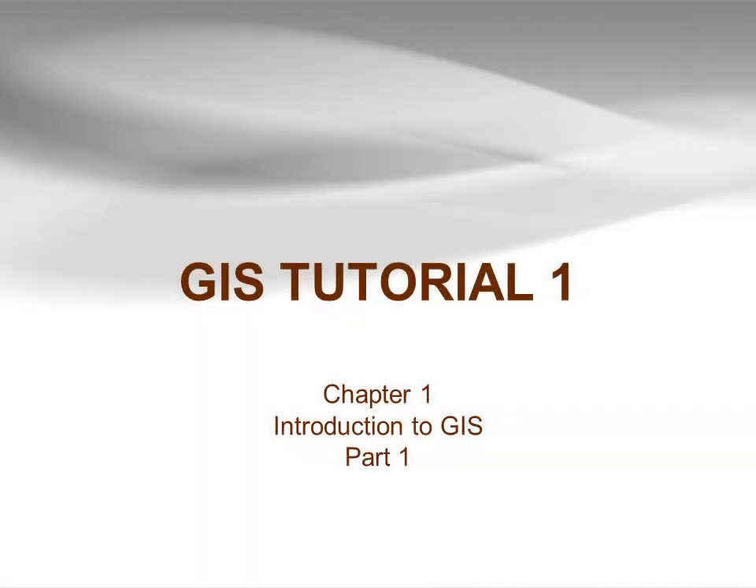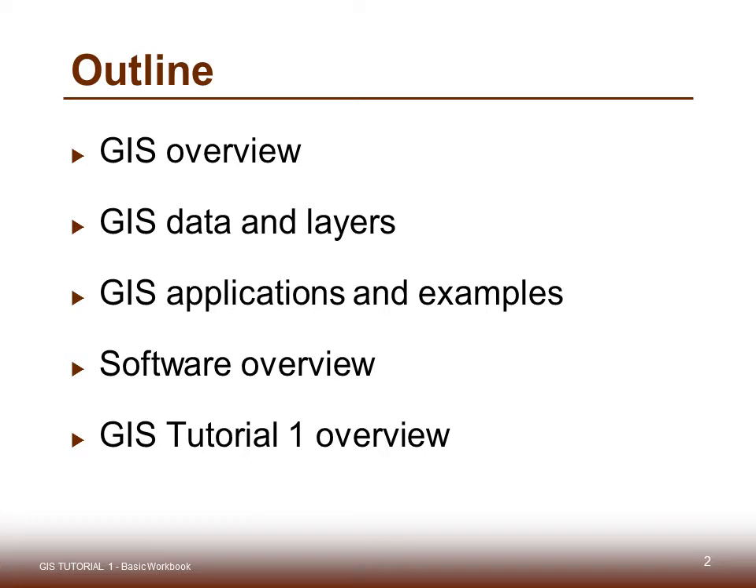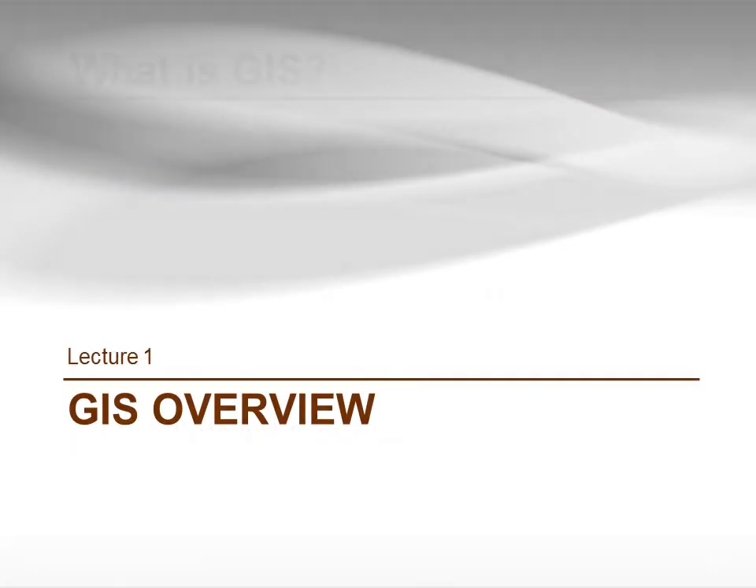This is the first of the GIS tutorial lecture files, and Chapter 3 is divided up into 3 parts. We will go over an overview of GIS and talk about GIS data and layers, and then in the second part, see more information about GIS applications and examples, and then go into the software overview for ArcGIS 2.